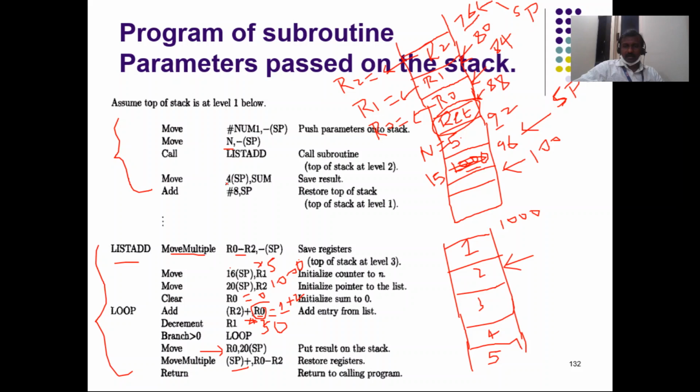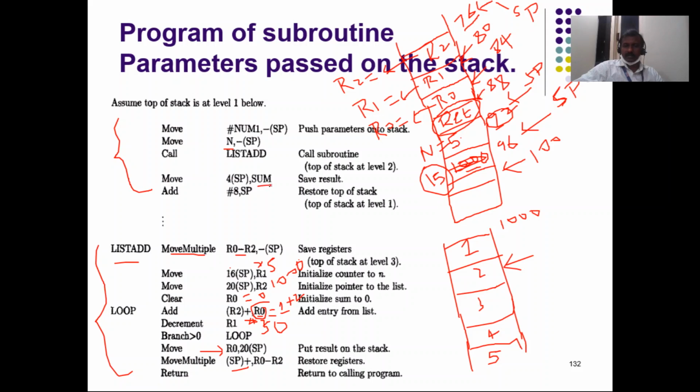4. After executing the return instruction, now the stack pointer will point to 92, right? Because return also popped, right? When you execute return, this also popped. So the stack pointer will point to 92, and then you are saying move 4 of SP comma sum. 4 of SP is nothing but, from here 92 plus 4 is 96. That the result is what? 15.